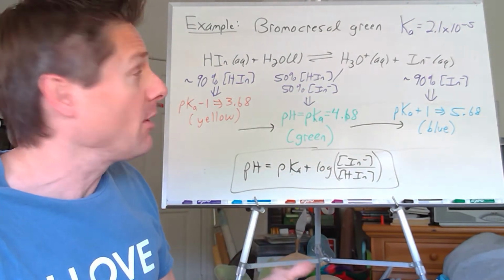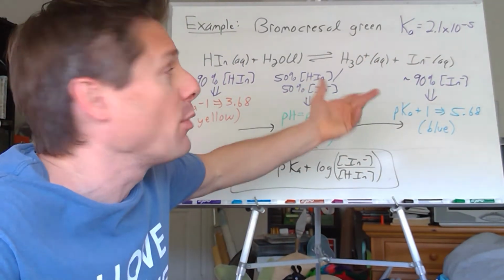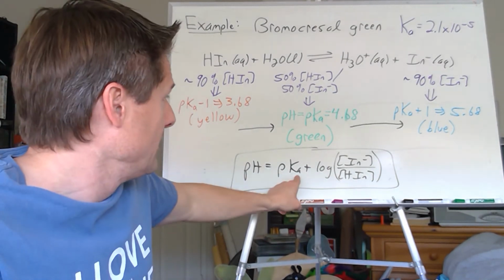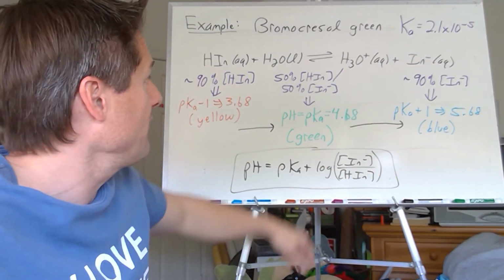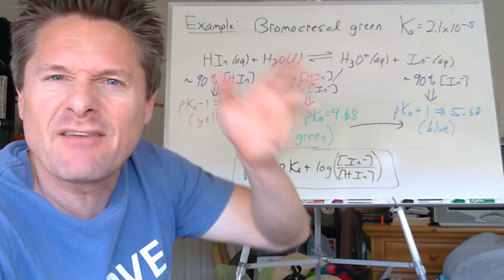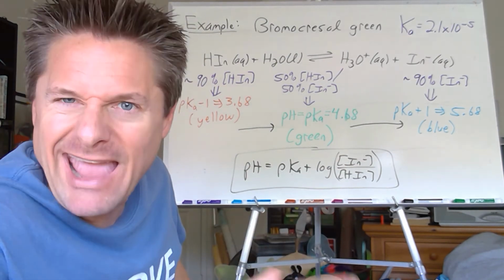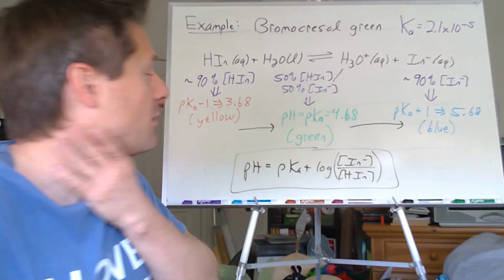So for bromocresol green, let's say we look up the Ka value for that weak acid indicator. It's 2.1 times 10 to the minus 5. Okay, well, what's pKa? So take the negative log of 2.1 times 10 to the minus 5, and I rounded it up to, it's like 4.67 something, 77 something. So it's about 4.68, right? Good to 2 decimal places there. 2 sig figs gives us 2 decimal places.